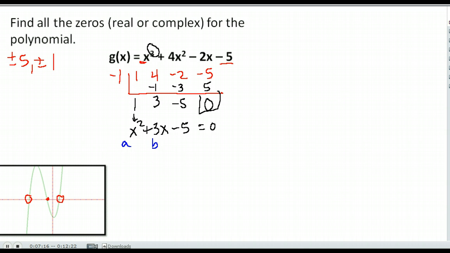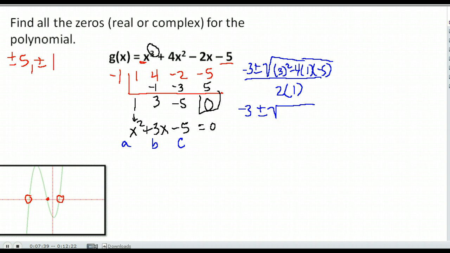So again, I plug it into the quadratic formula. A, B, and C. So we have -b or -3 plus or minus the square root of b squared, so 3 squared, minus 4 times a, which was 1, times c, which is -5, all over 2 times a, which again was 1. We want to simplify that.